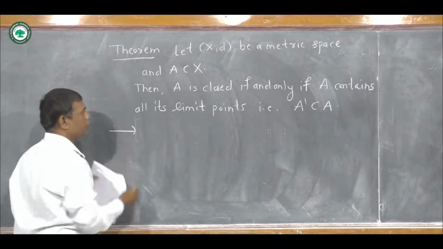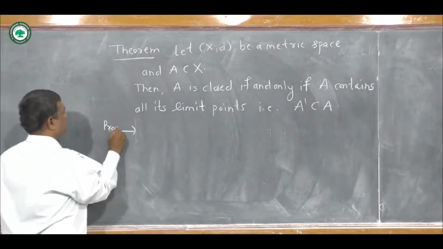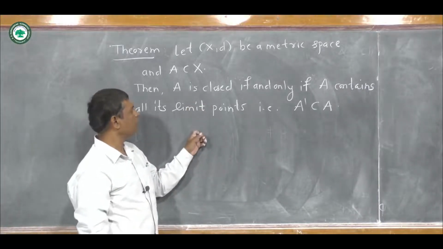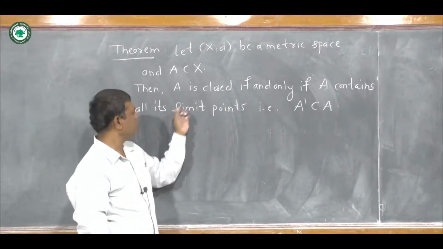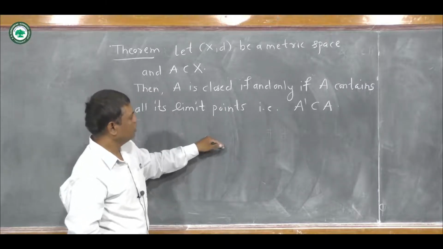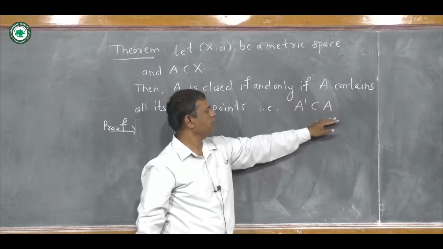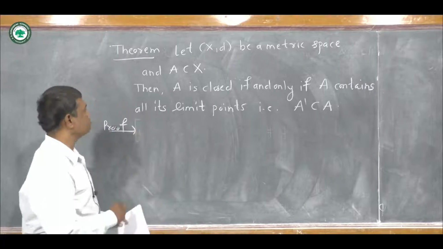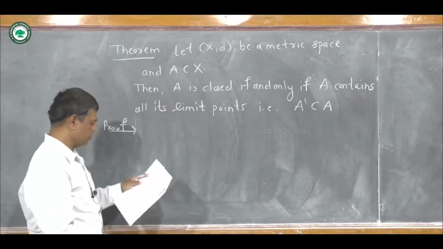Now we are going to see the proof of this theorem in two parts. In the first part we are going to assume that A is closed, then show that A contains all its limit points, that is, A' is contained in A. In the second part we are going to assume that A contains all its limit points, and then prove that the set A is closed.